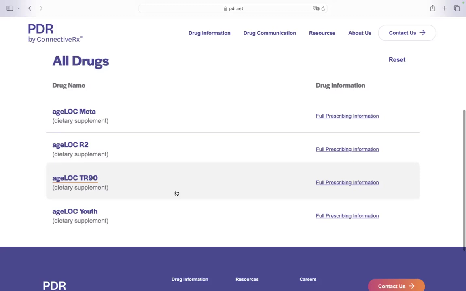So this is our Ageloc series, which means products with so-called gene technology. Based on your needs, what kind of solution you need. Meta is called Reset here, for metabolic health. And R Square is our TCM product, with ginseng and everything, for energy and sleep.